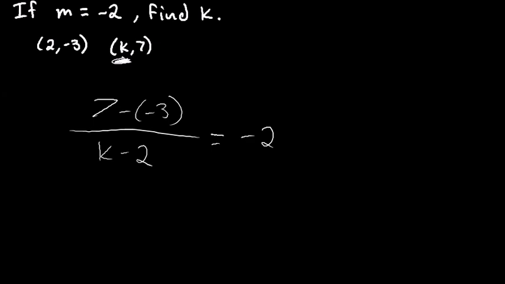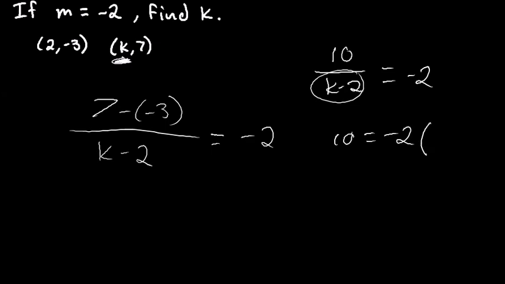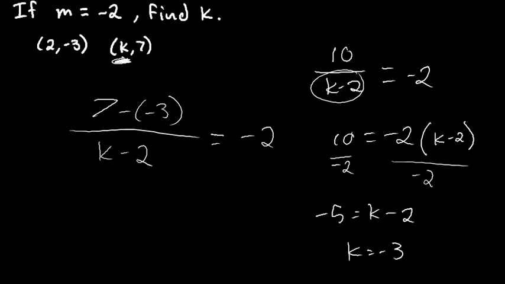And then I would get 10 up top, k minus 2 equals -2. You could multiply both sides by k minus 2 and get 10 equals negative 2 times k minus 2. Use your distributive property here. Or divide both sides by negative 2. I'll go ahead and do that. And get negative 5 equals k minus 2. K should equal negative 3.